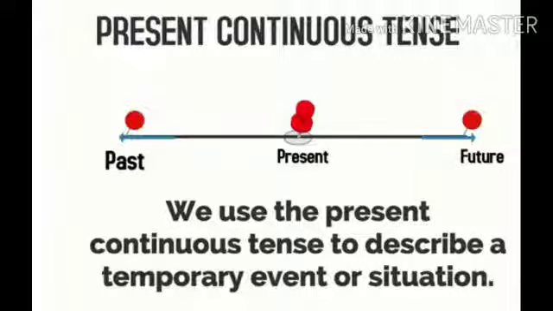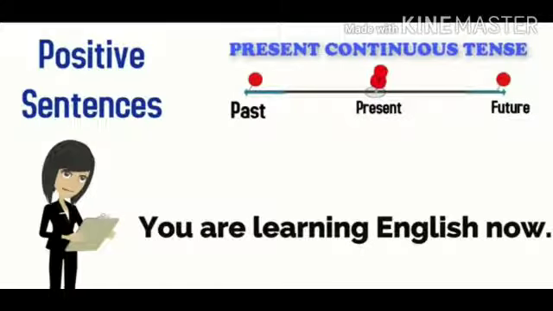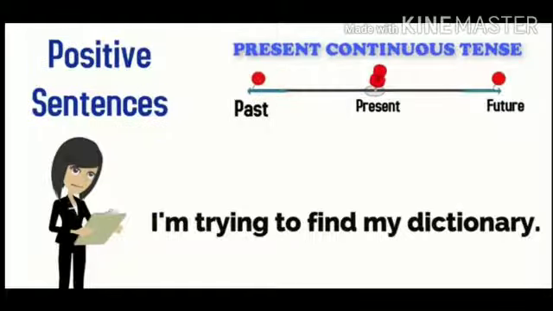We use the present continuous tense to describe a temporary event or a situation. Example, you are learning English now. This is the temporary situation that is happening. I am trying to find my dictionary. This is also a temporary event.